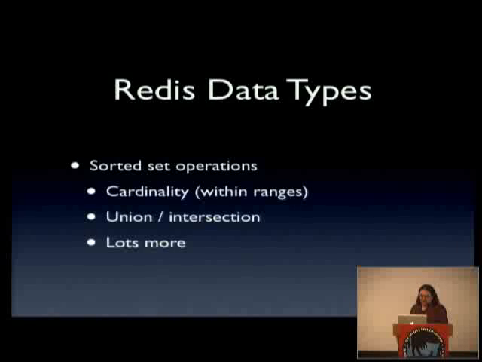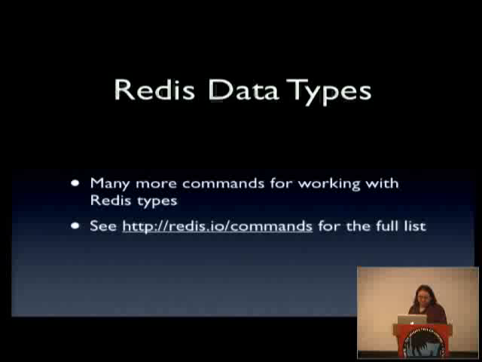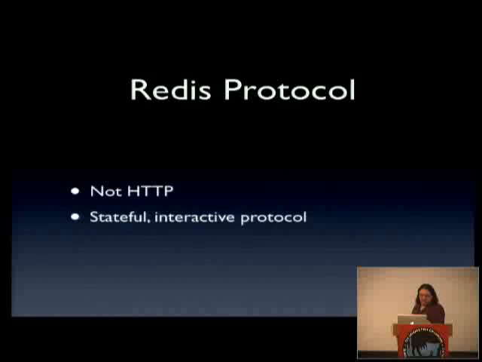And again, set operations. These are just a few examples of Redis commands. Redis has a lot more commands, over 100, for working with lists and hashes and sets and everything. You can find them at the redis.io site, which has everything you want to know about Redis.